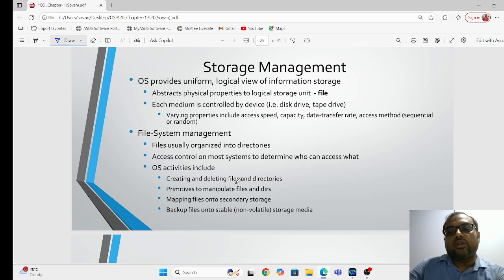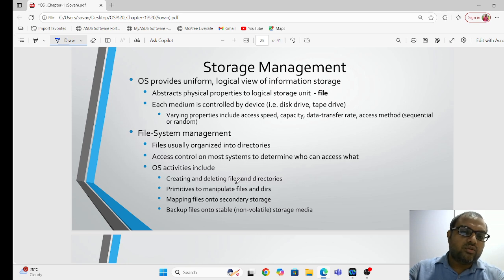Suppose this is an Excel file. An Excel file has different properties. A doc file has other properties. So different files have different properties. Image files can store image information. So you can store all of these different files in particular directories.